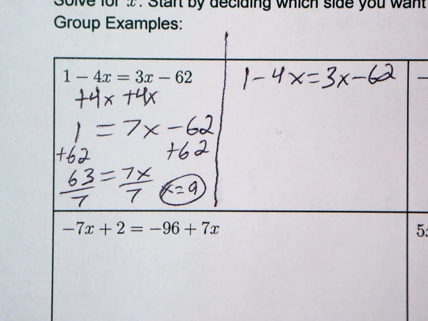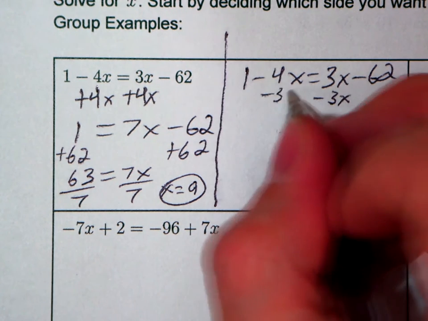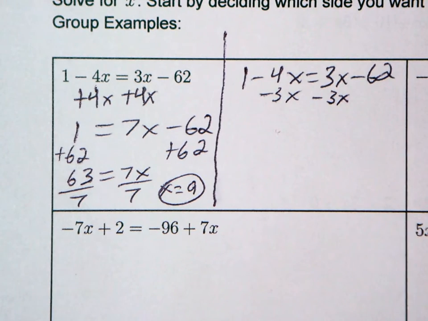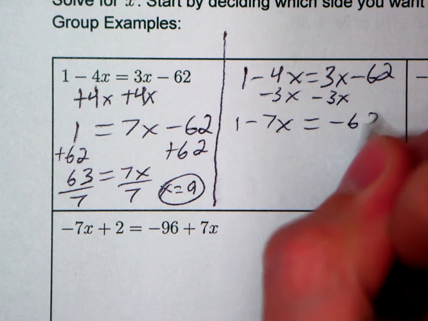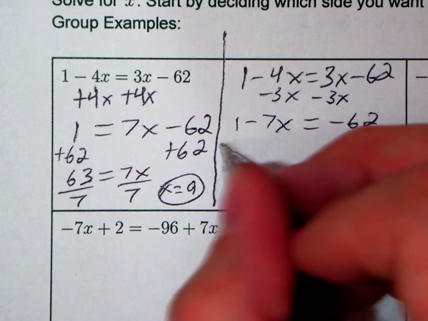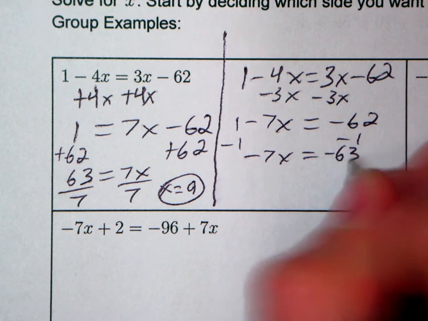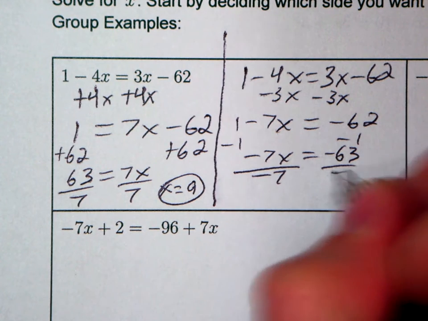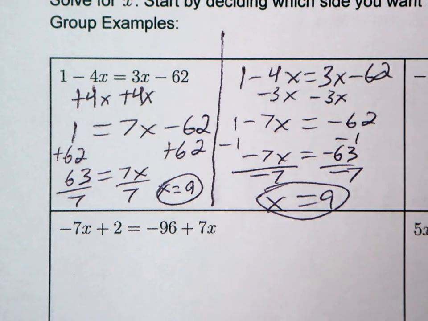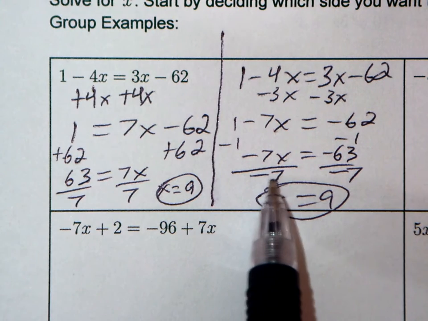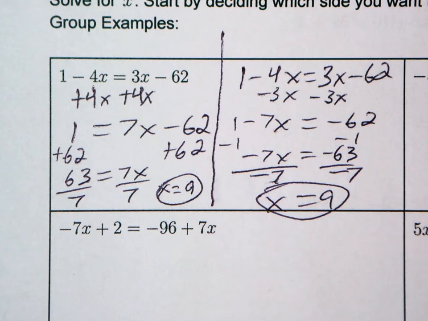On the right, what if instead we subtracted 3x? Will that still work? Let's try it. 1 minus 7x is equal to negative 62. And then we have to subtract 1. So we have negative 7x is equal to negative 63. And when we divide by negative 7, we get x is equal to 9. Same answer, but we had to divide by a negative. Generally, that's why I like to move the x to the side where x will stay positive.